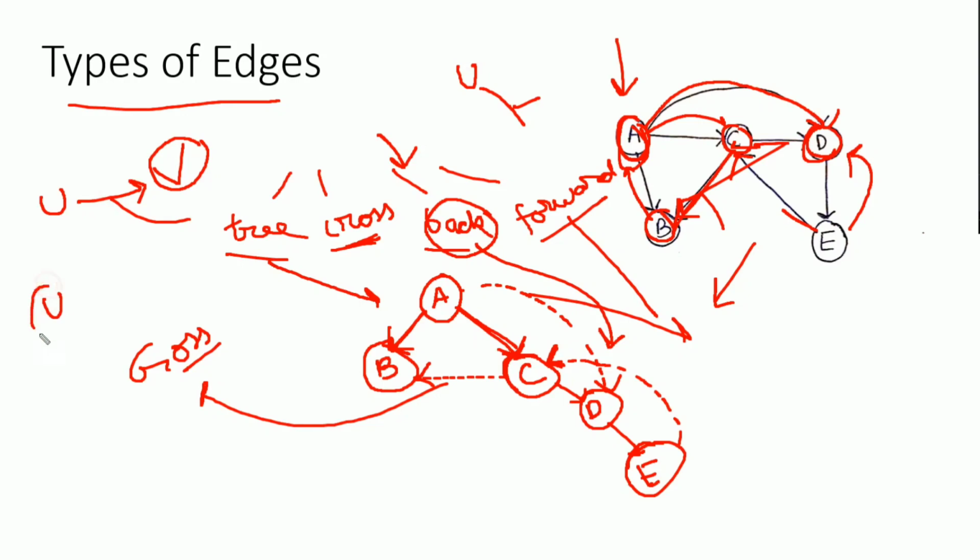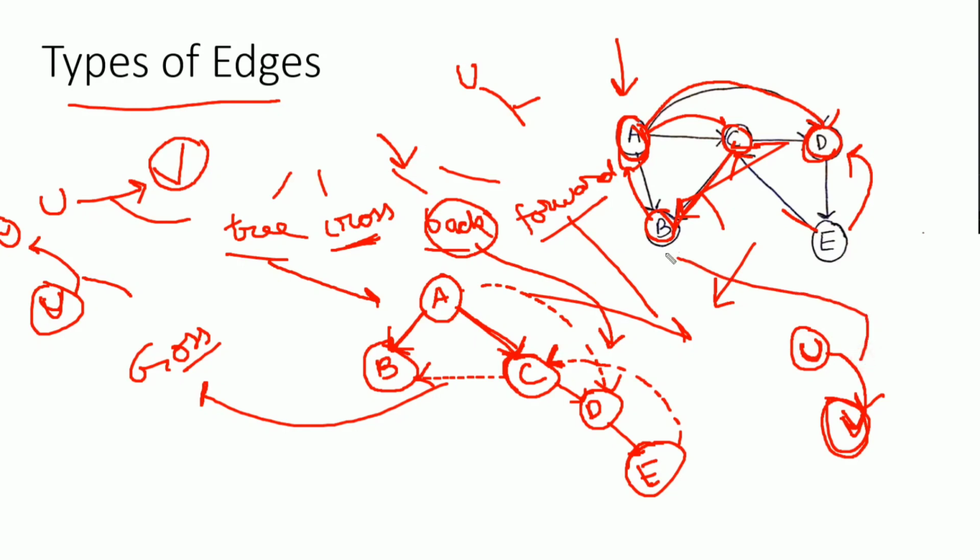Now consider vertex U. Vertex U has a connection with vertex V, and vertex V is already visited and is an ancestor of vertex U. This type of edge is known as a back edge. And if we consider a forward edge, consider again vertex U and vertex V. There is a connection from vertex U to vertex V, vertex V is already visited, and vertex V is a descendant of vertex U. This type of edge that joins vertex U and vertex V is known as a forward edge.